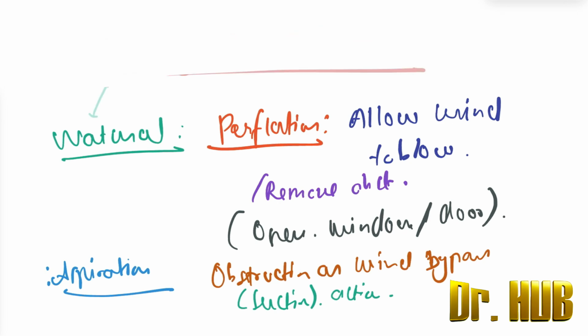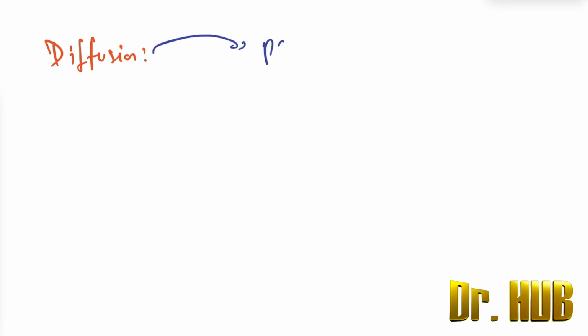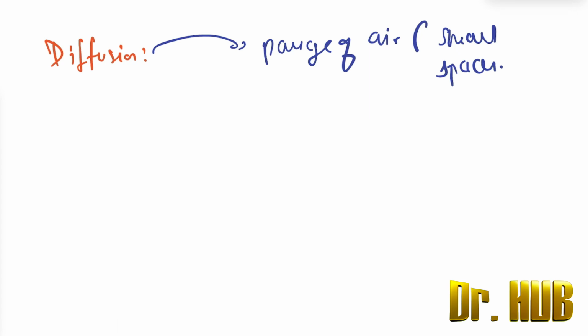Next comes diffusion. What is meant by diffusion? Diffusion is a passage of air through small spaces. So it is the passage of air through small spaces or openings.